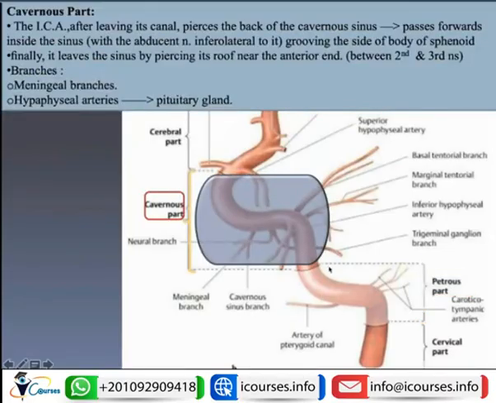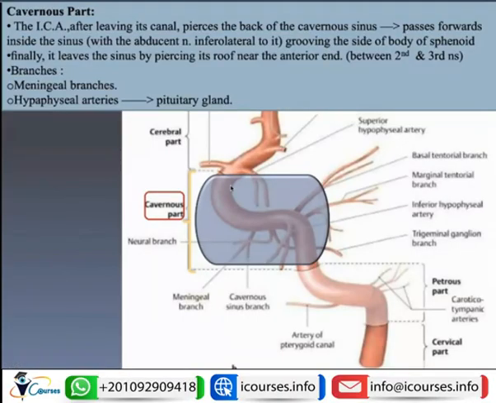Then the internal carotid artery will enter the cavernous sinus. It pierces the cavernous sinus from the back, and then takes this S-shaped course within the cavernous sinus. Then it leaves the cavernous sinus from the roof. So remember that it will enter the cavernous sinus from the back and emerge from the cavernous sinus from the roof. As it enters, the abducent nerve will be infralateral to the internal carotid artery, and as it emerges from the cavernous sinus, it will emerge between the second and the third cranial nerves.